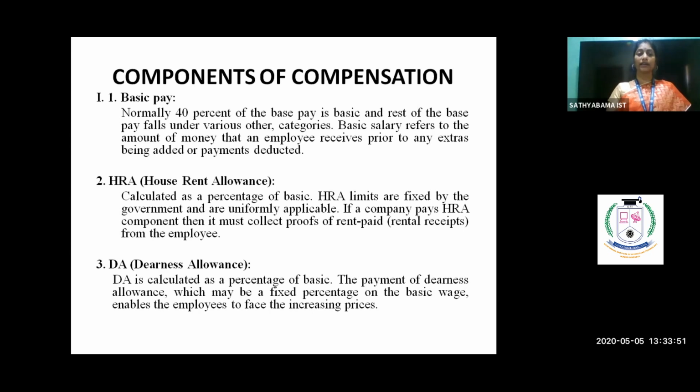And then comes the dearness allowance. Dearness allowance is to compensate for the cost of living. Every day they have to live for their survival, and for that they have to spend some money. So to compensate for the cost of living, this dearness allowance is given, and it is calculated as a percentage of basic.